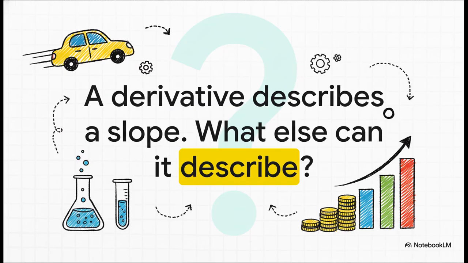And that leaves us with a final thought. We just used this to find the slope of a shape on a graph, right? But this idea of instantaneous rate of change, it's literally everywhere. Think about it. It's the velocity of your car at one exact moment. It's how fast a chemical reaction is happening right now. Once you understand the derivative, you start seeing it absolutely everywhere.